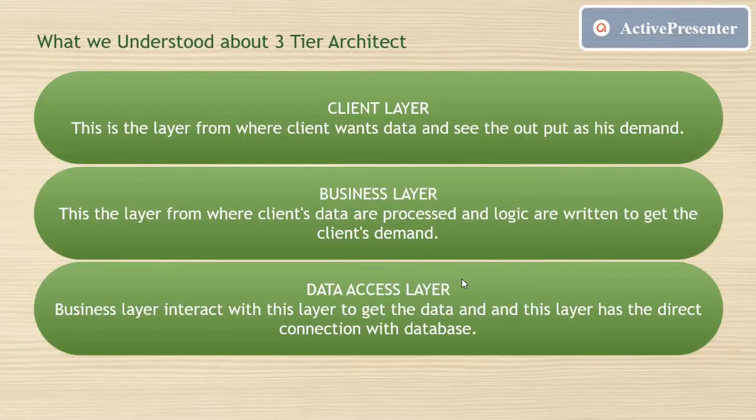So what we understood about three-tier architecture here is that there are 3 layers. Number 1, client layer. Number 2, business layer. And number 3, data access layer. The client layer is the layer from where the client requests data and sees the output as demanded. The business layer is the layer where the client's data is processed and logic is written to fulfill the client's demand. In the data access layer, the business layer interacts with this layer to get the data, and this layer has the direct connection with the database. So this is how the three-tier architecture works.